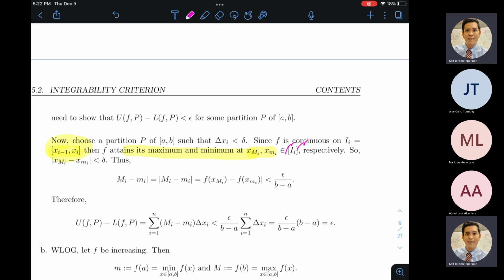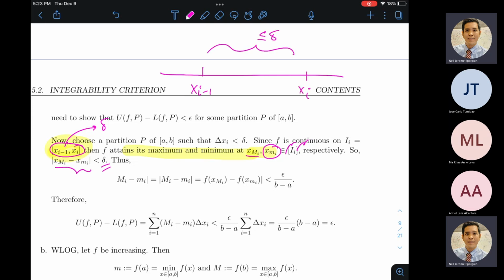Wala dapat siyang brackets. Alright? So, dahil pinili natin itong interval na to ay of length delta or length smaller than delta, si x sub capital Mi, at saka si x sub little mi ay parehas nandito sa interval na to. So, ibig sabihin yung distansya sa pagitan nilang dalawa ay mas maliit din sa delta. Kasi ito si x sub i minus 1, ito si x sub i. Yung distance nila ay mas maliit kay delta.